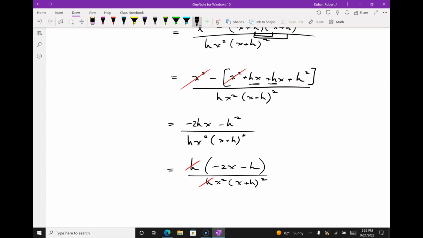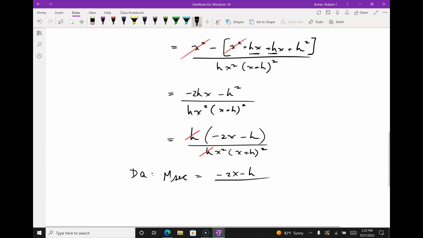And I finally have my difference quotient, right, which we say is the slope of the secant line: negative 2x minus h all over x squared times x plus h quantity squared. Pretty nasty problem.